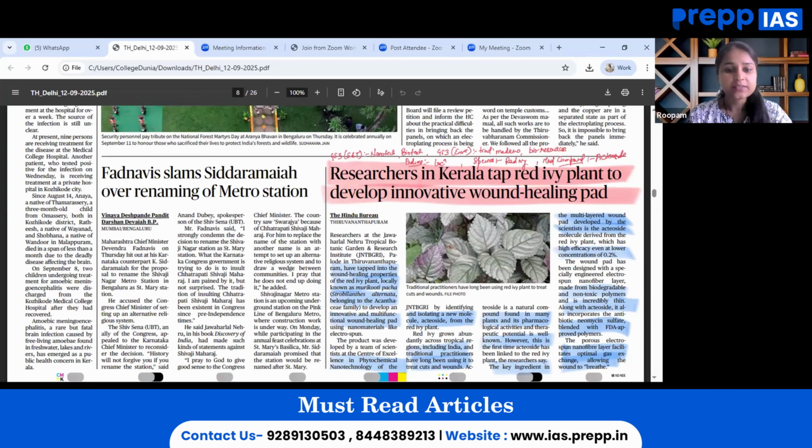Also relevant for GS paper 3 environment, wherein the role of traditional medicine and bioresources in innovation can be quoted. From a prelims perspective, the same article is to be seen through the lens of where this red ivy plant is located, whether it is endemic to a specific region or not, which species it is, and what exact compound is important for medicinal usage. For example, here in this particular plant, acetoside is a chemical compound that is very much relevant.